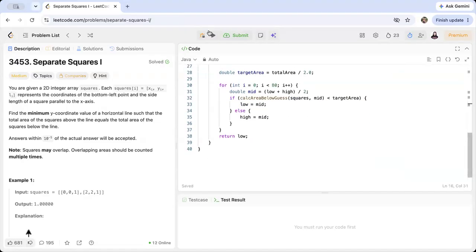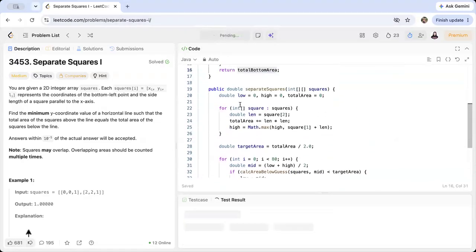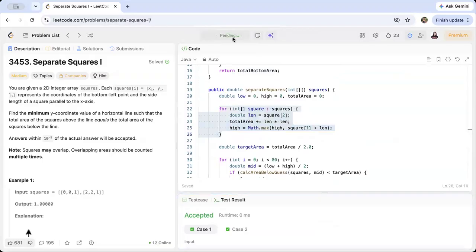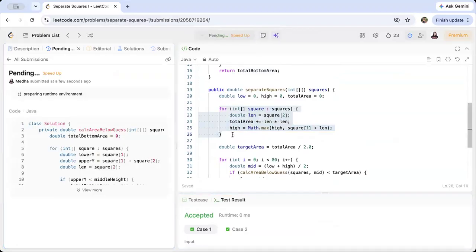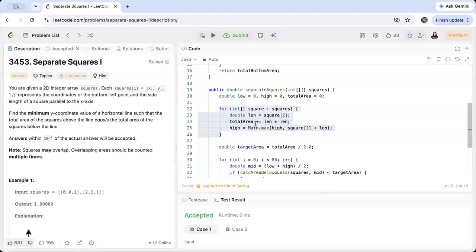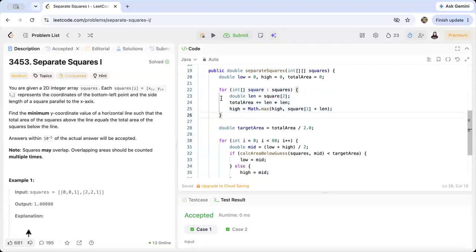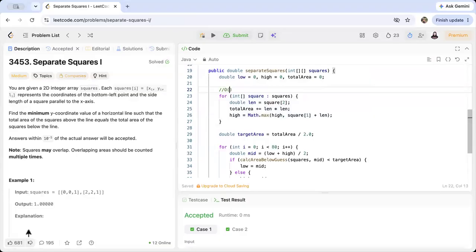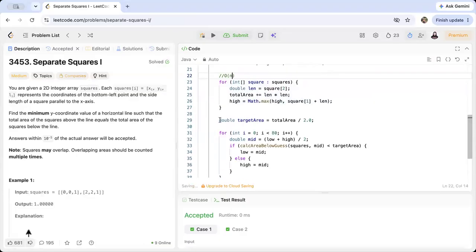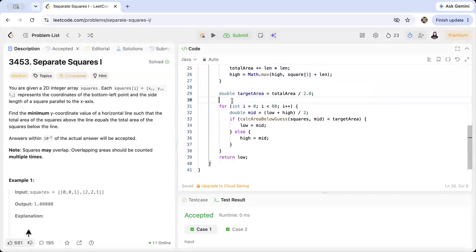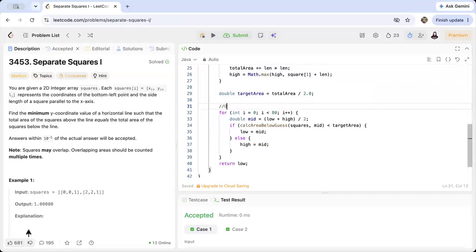So coming to the time and space complexity, in here we basically iterate for big O of n times. How big O of n? If let's say we have n number of squares, so this loop is going to run for n times. So big O of n here. And this is where we're calculating a target area, and then this loop runs for 80 times. So this is big O of 80. And then in here, we calculate the area below guess.